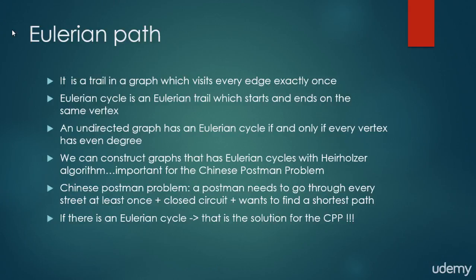I mean, so why is the Hamiltonian cycle important? Because we can reduce the traveling salesman problem to finding the Hamiltonian cycle. And why is it important to solve the Eulerian path? Because we can solve the Chinese postman problem. We can reduce the CPP problem to finding the Eulerian cycle. So that's all I was going to say about this topic.